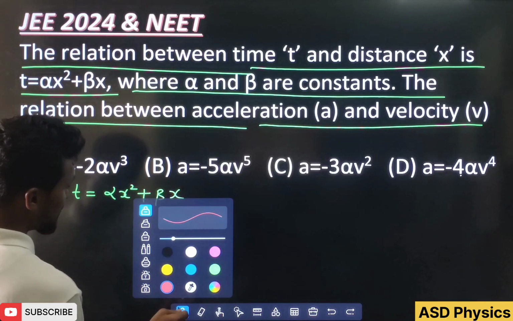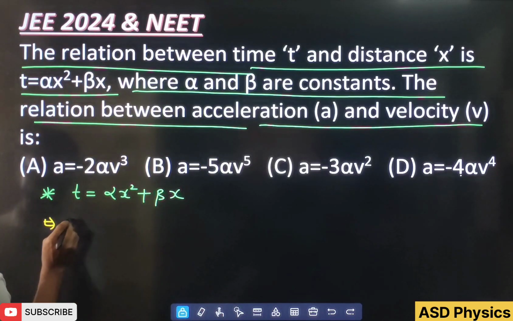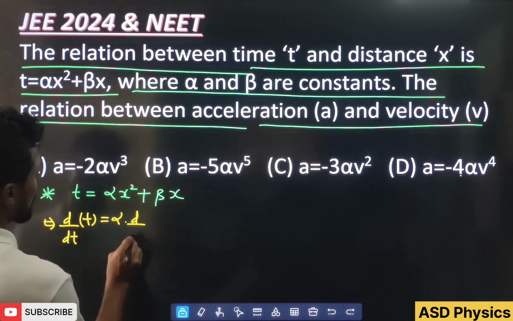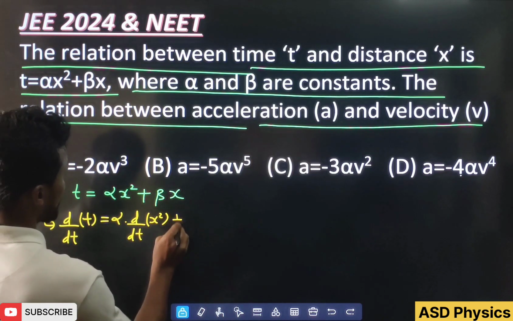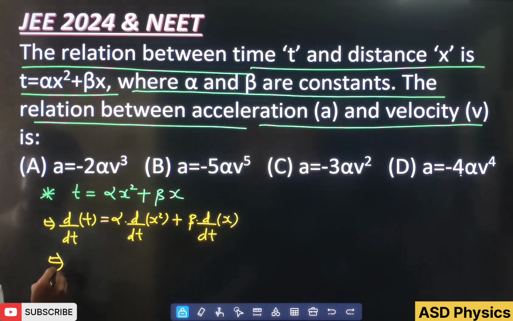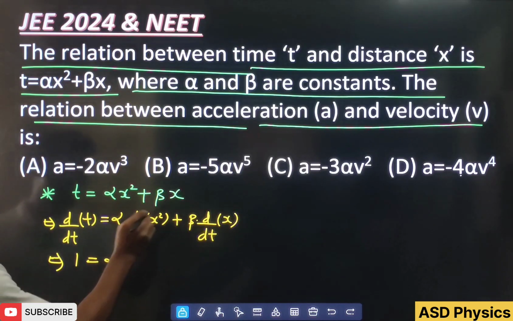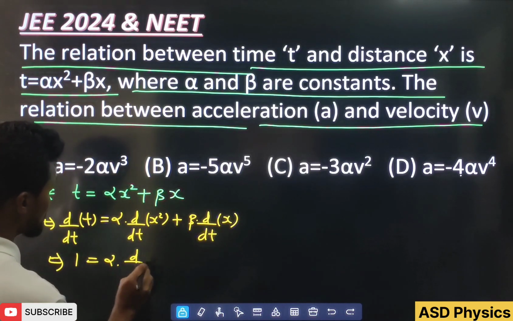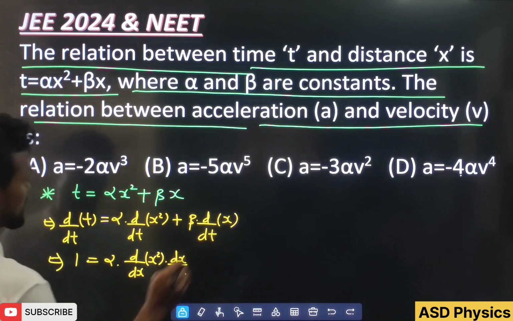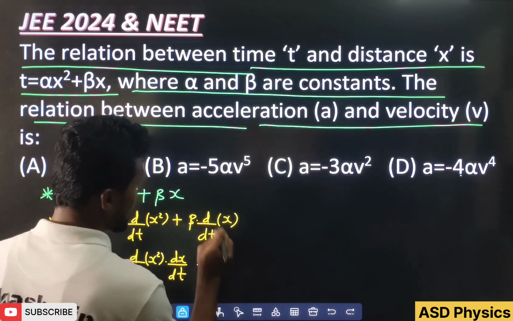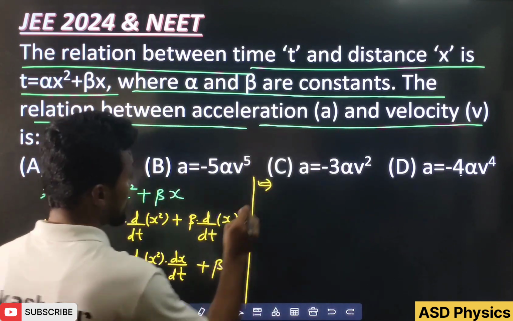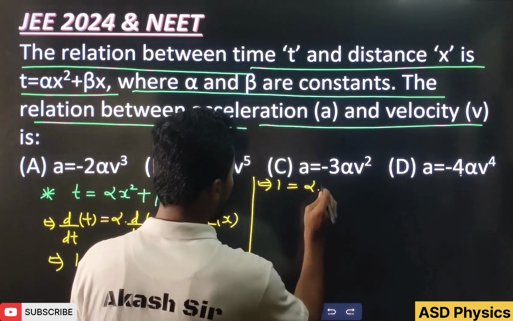So see, it is given t equal to alpha x square plus beta x. Now what I will do here is differentiate both the sides with respect to time. So d by dt of t, and alpha into d by dt of x square plus beta into d by dt of x. So d by dt of t, how much here? 1. Alpha, d by dt of x square we cannot do directly, so here we'll use the chain rule. So d by dx of x square into dx by dt, and plus beta dx by dt. How much is dx by dt? Velocity.